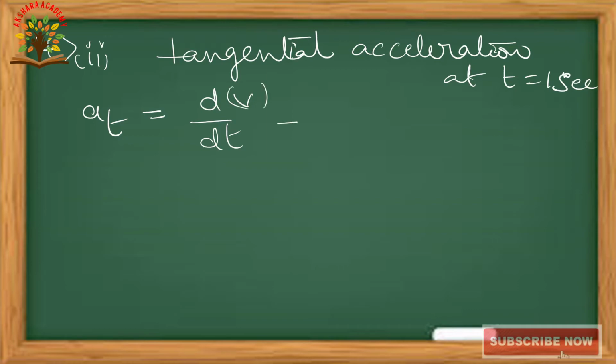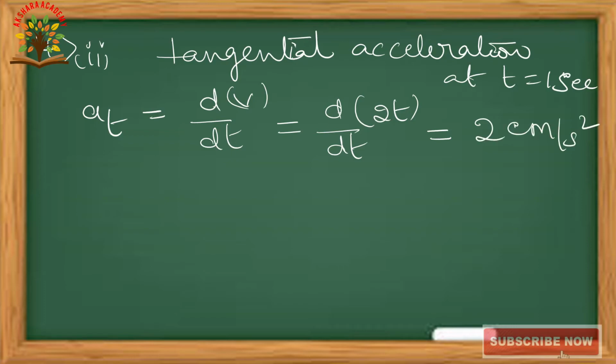So that is equal to d by dt of v, they given as 2t. Differentiation of d by dt of t is the same as dx by dx, so dt by dt gets cancelled, we are getting 2. So 2 centimeter per second square. Therefore tangential acceleration we are getting 2 centimeter per second square.